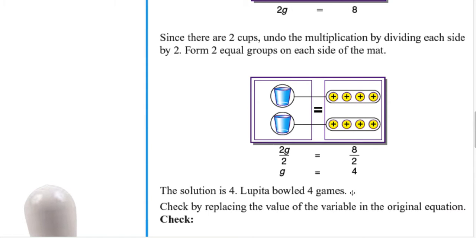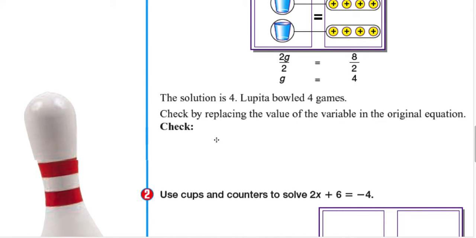Lupita bowled 4 games. So check by replacing the value, see if it makes sense or not. Go back to our original equation and represent G with 4. So this becomes 1 plus 2 times 4. Is it equal to 9? Yes, indeed, it is. We've checked our answer, and that is our solution. She bowled a total of 9 games.